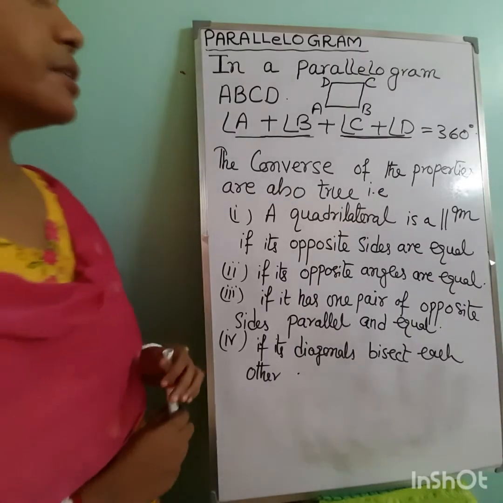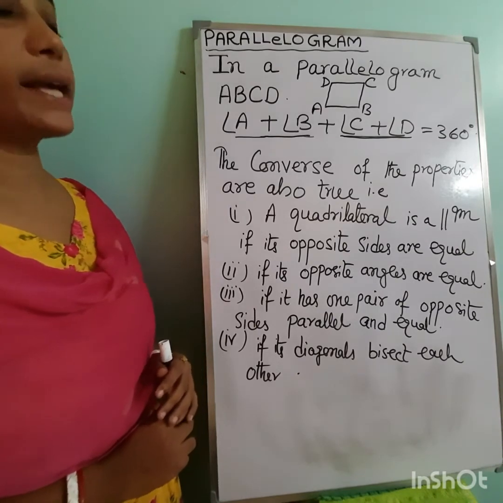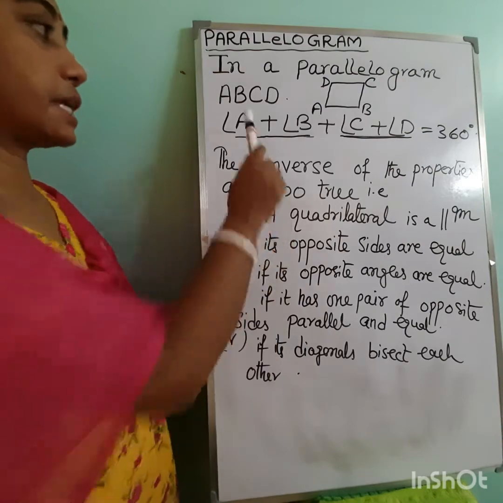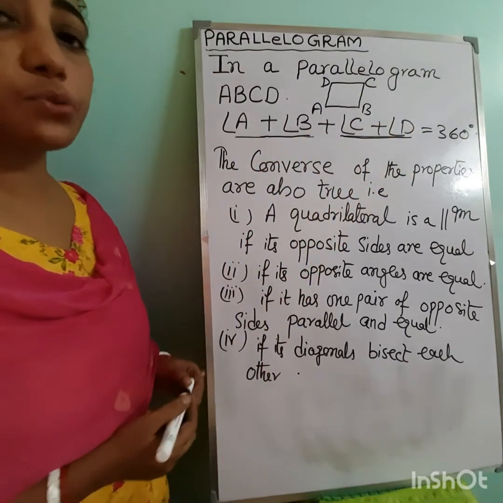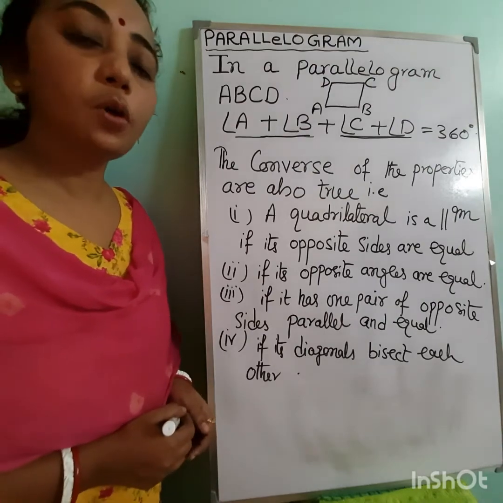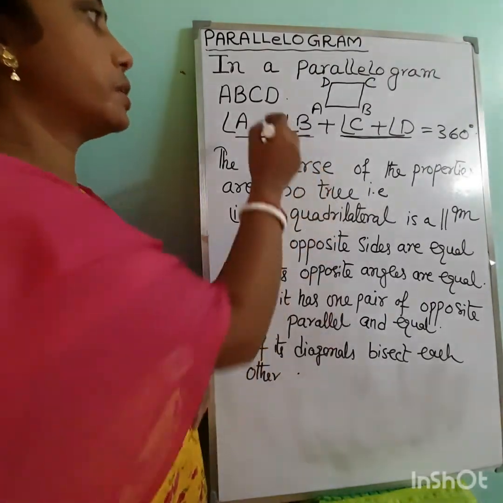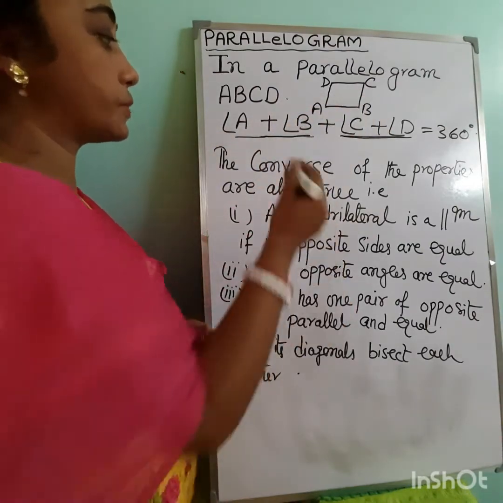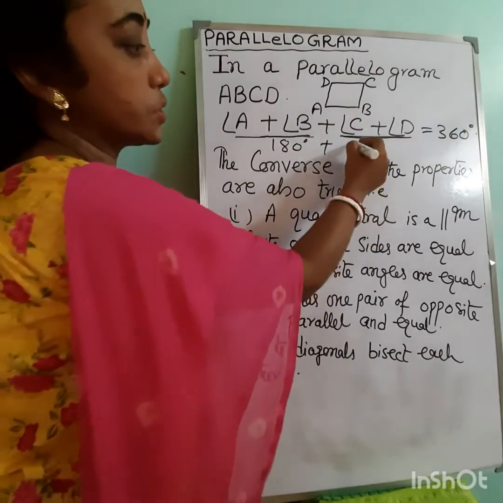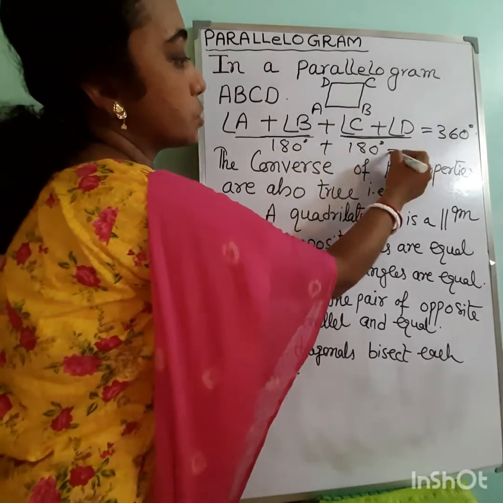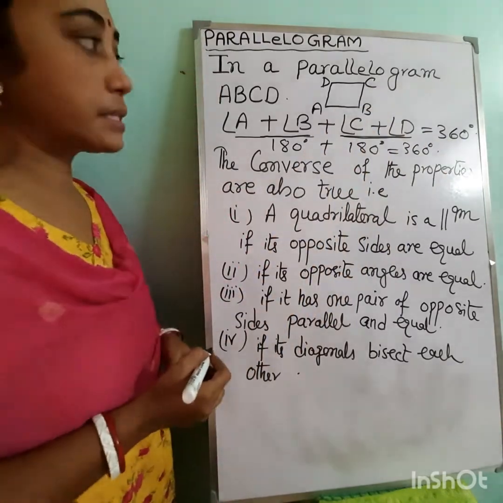Let's see, there is another important property, that in a parallelogram ABCD, the sum of four angles is 360 degree. That means A plus B plus C plus D is equal to 360 degree. As we have just learned that the sum of any two adjacent angles in a parallelogram is 180 degree. So here A and B are adjacent angles. So sum of these two angles is 180 degree. Similarly C and D are adjacent angles. So these two angles are 180 degree. So this sum will give 360 degree, which shows that the sum of the four angles in a parallelogram is 360 degree.